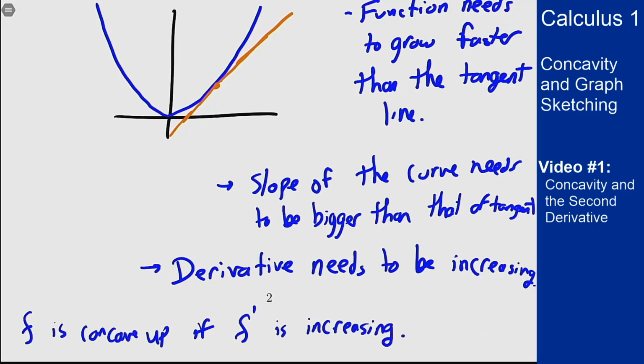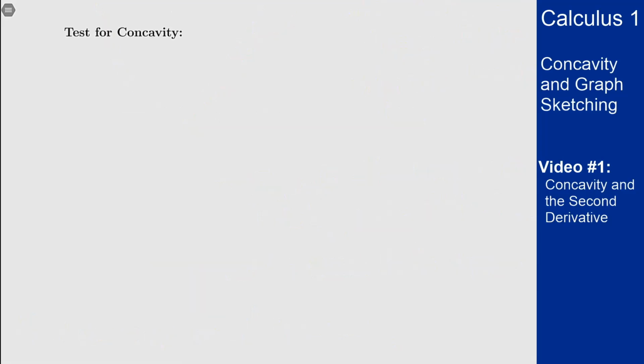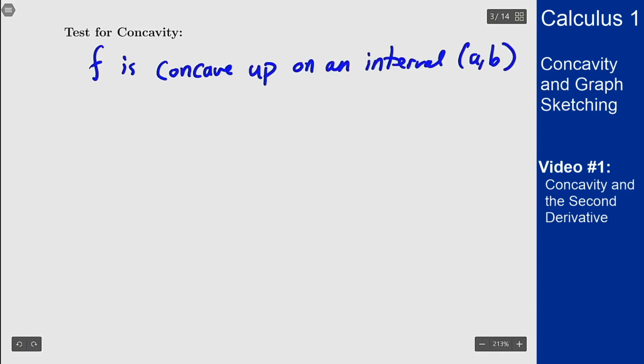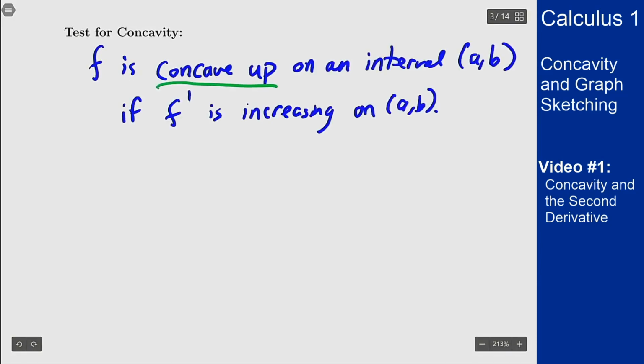Now I want to work this towards something we actually use to figure out if a function is concave up or concave down more directly. So for our definitions now, f is concave up on some interval a b if the derivative is increasing there. And we have a similar definition for concave down, which is that the curve is bending downward. Again, the same thing applies, and it requires that f prime be decreasing on that interval.